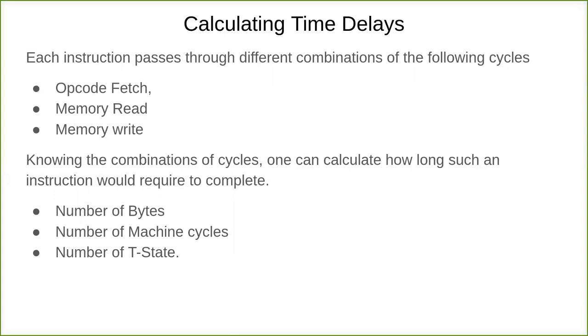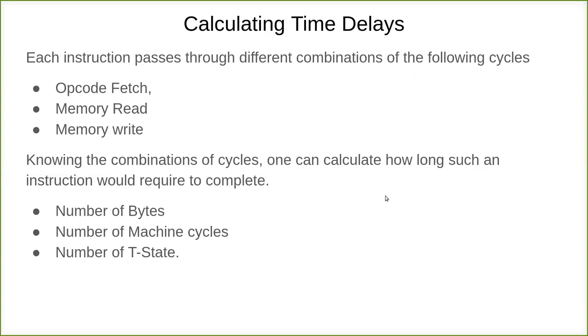For a 3-byte instruction we have 4 machine cycles, and for a single-byte instruction we have one machine cycle. One machine cycle consists of four T states. All those things we have already seen in the previous videos. If not, please go through them, get some knowledge from them, and then come and see this. So each instruction passes through different cycles, that is, opcode fetch, memory read, and memory write.